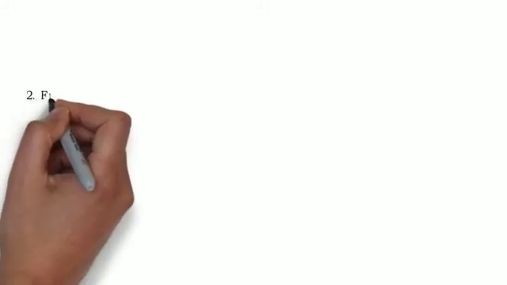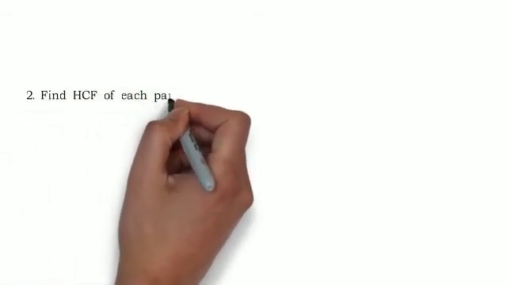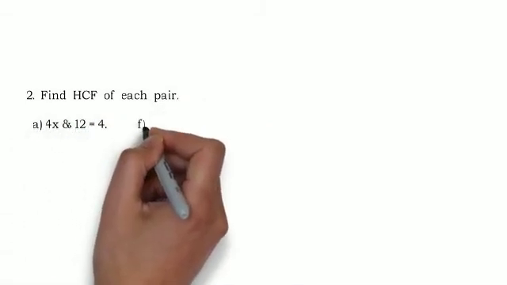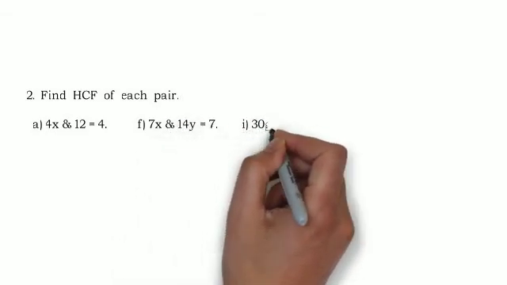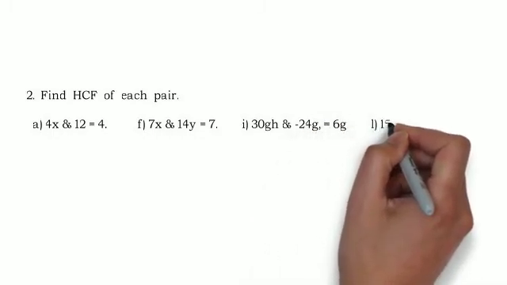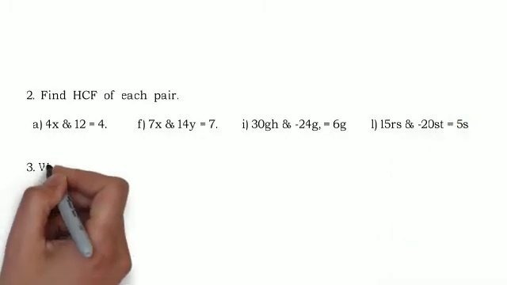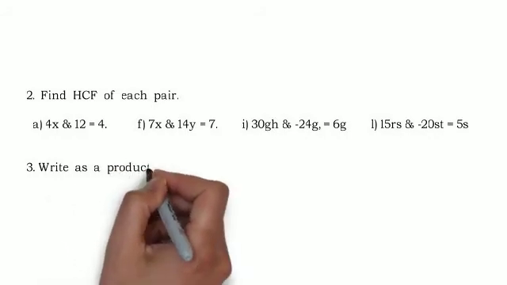Looking at question 2, then, part A, find the highest common factor of these terms. Between 4x and 12 it is 4. Then in part F, 7x and 14y, it is 7. In part I, 30gh and negative 24g, it is 6g. Then in part L, we've got 15rs and negative 20st, and it is 5s.